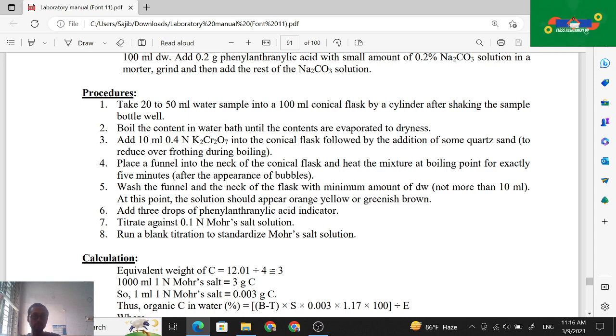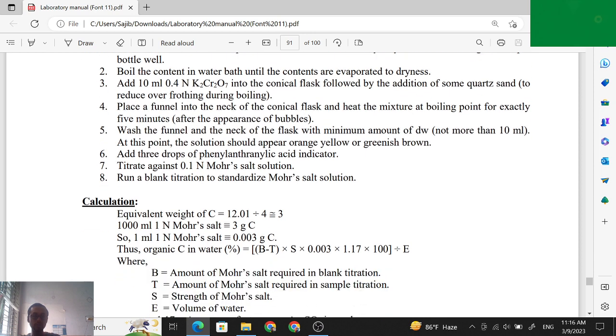take 20 to 50 ml water sample into a 100 ml conical flask by a cylinder. After shaking the sample bottle well, boil the content in a water bath until the contents are evaporated to dryness. Add 10 ml 0.4 normal K2Cr2O7 into the conical flask, followed by the addition of some quartz sand to reduce overfrothing during the boiling. Place a funnel into the neck of the conical flask and heat the mixture at boiling point for exactly 5 minutes after the appearance of the bubbles.